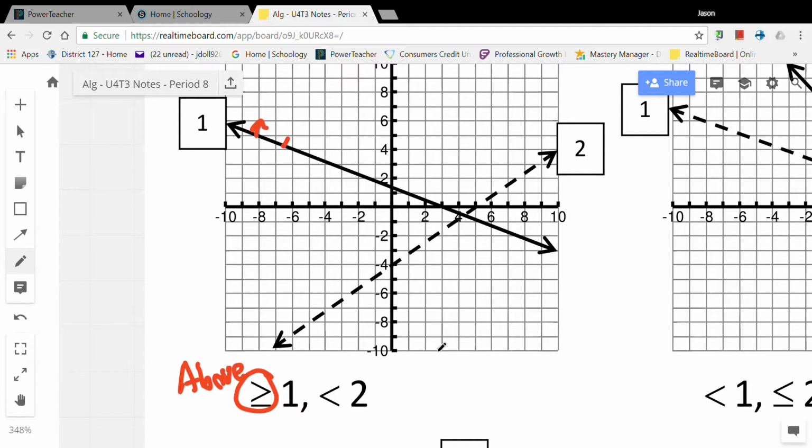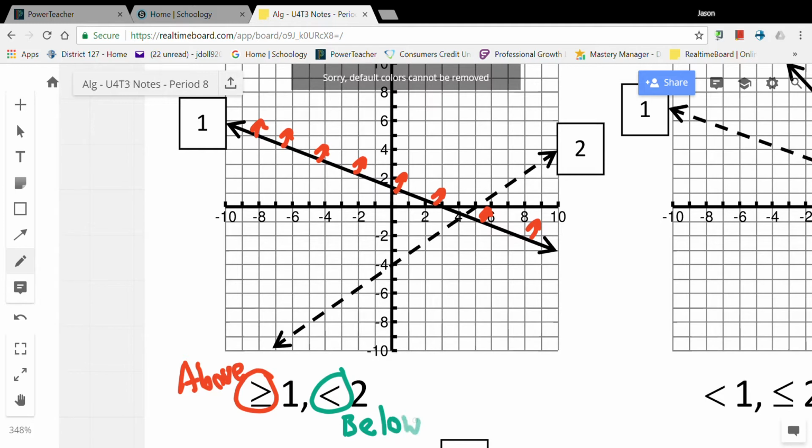So I'm going to draw little solution arrows pointing to where these solutions are, which is above the boundary line. All right, and then my second inequality here, you can see this is telling me that I am below the boundary line. So I'm going to draw little solution arrows pointing below the boundary line. Now, these two boundary lines kind of create four regions. We have region 1, region 2, region 3, and region 4.